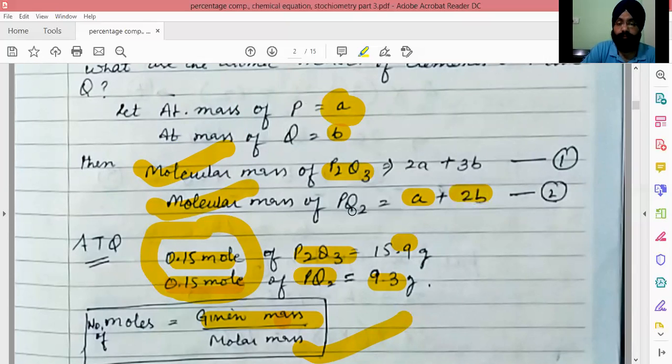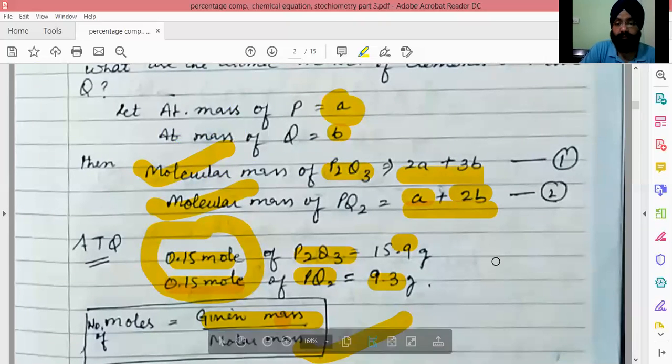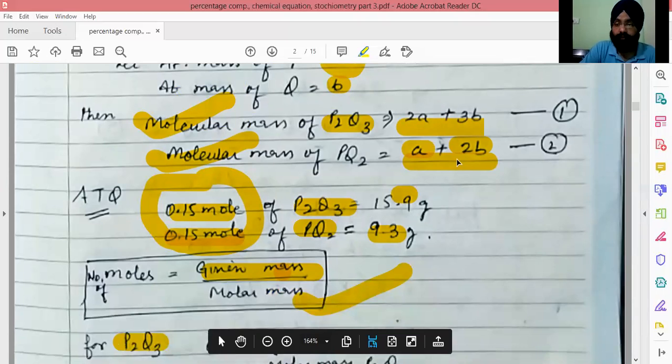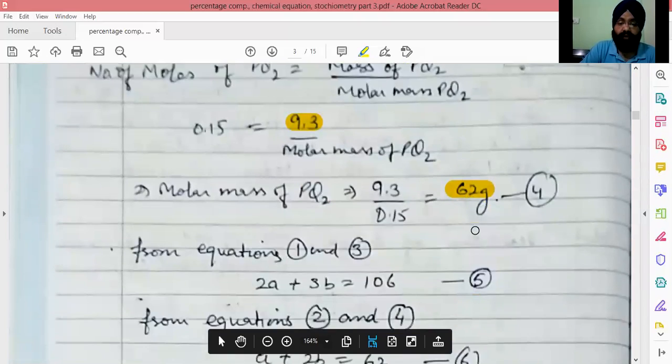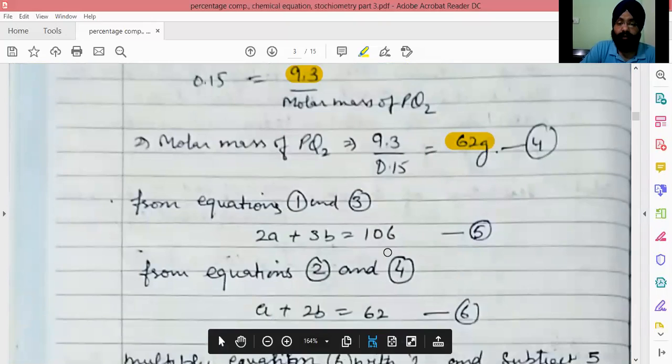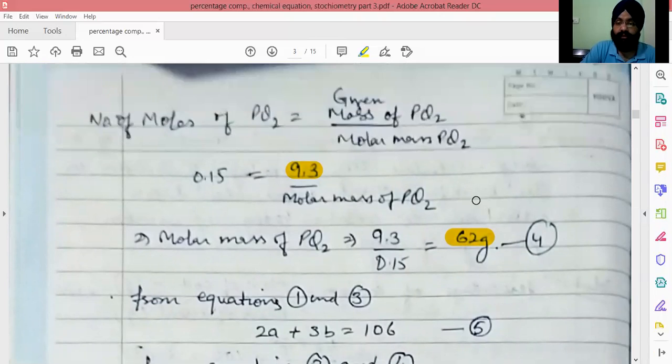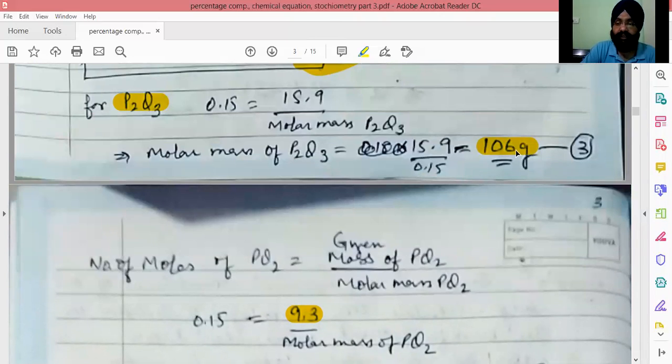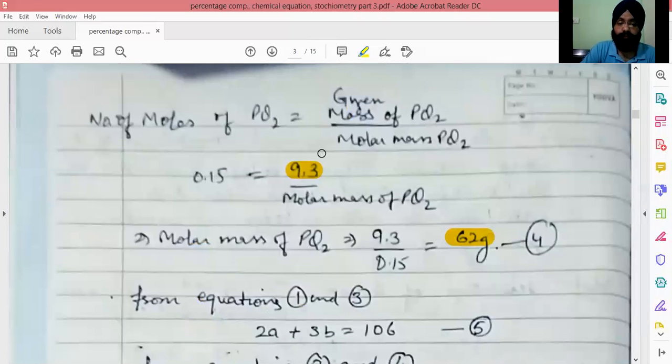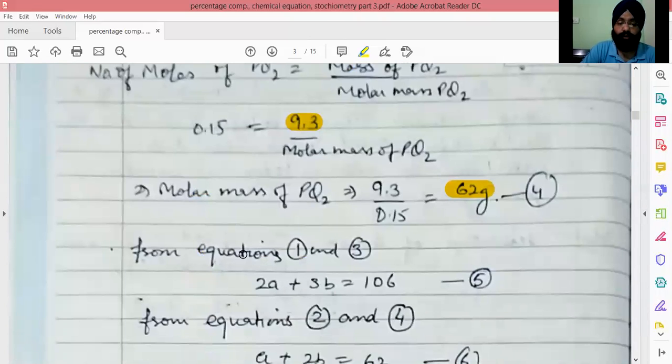So this is the molecular mass of PQ2 and this is the molecular mass of P2Q3, if we assume the atomic mass of P is equal to A and the atomic mass of Q is equal to B. Now, from these two equations, we can compare the molecular masses with the two equations above, 1 and 2. So 106 is the mass of P2Q3.